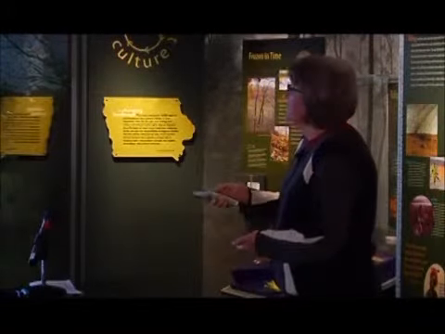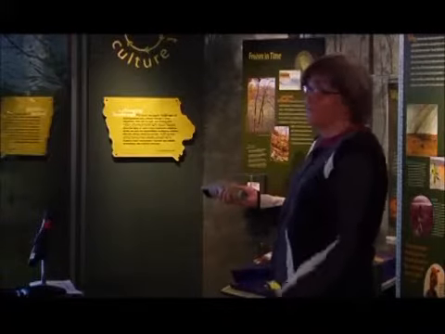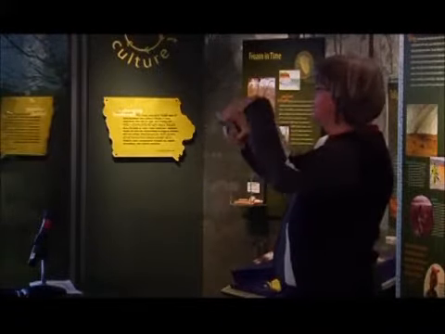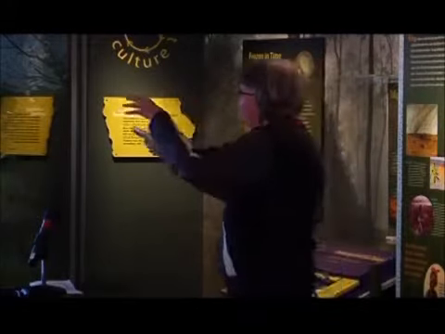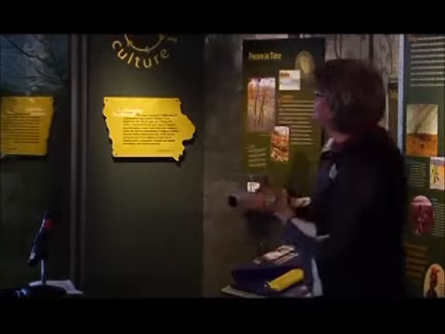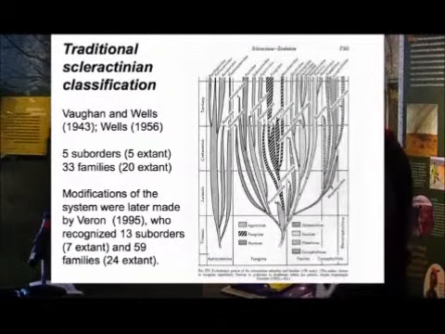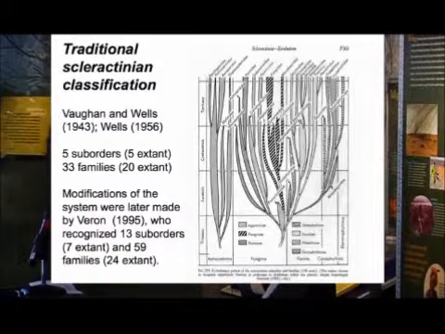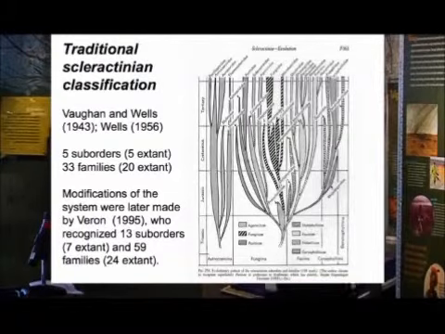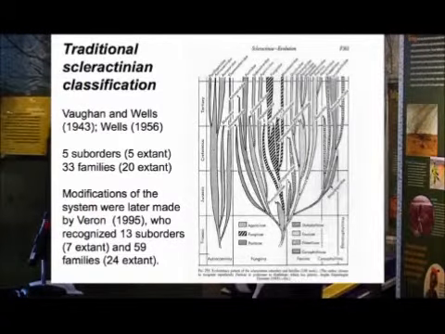This is the traditional tree of the order Sclerotinia. So I've told you a little bit about the phylum, the class, the order, and now I'm moving down to subdivisions within the order Sclerotinia. And this is the traditional phylogenetic tree. It was constructed a long, long time ago by Vaughan and Wells in 1943 and Wells in 1956. And it was actually based on lots of 19th century works and a synthesis also of early 19th century works and early 20th century works is what it's based on.